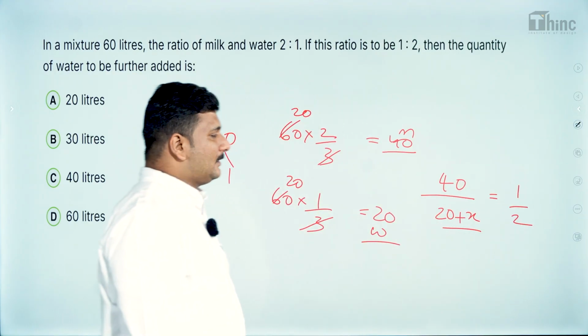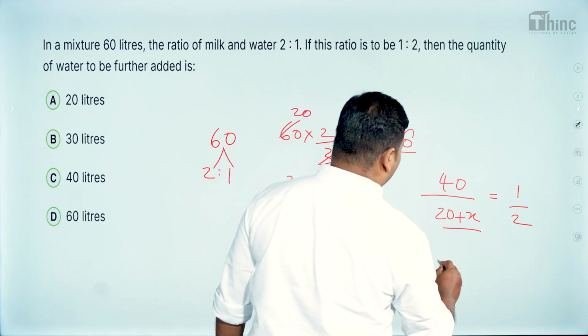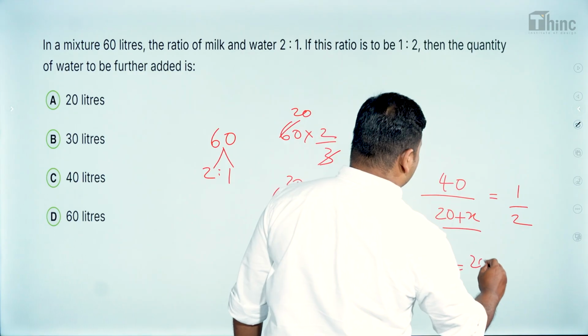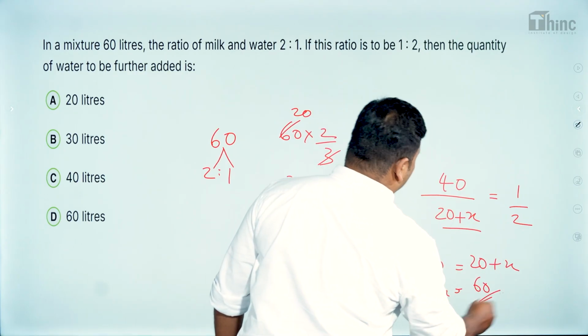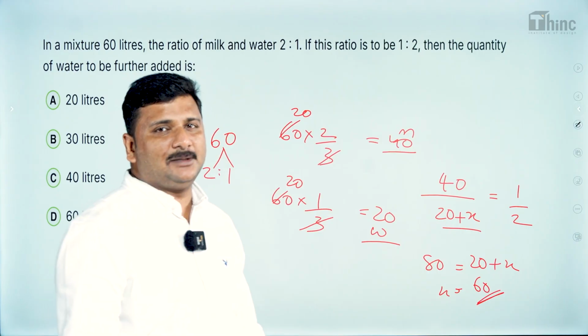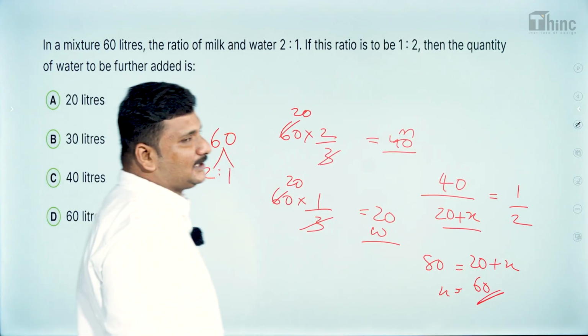by 2. So now how can we find the value of x? We can cross multiply. So 40 into 2, 80 equals 1 into 20 plus x. So what is x? It's 80 minus 20, which is 60. That means you need to add 60 more water to it so that the ratio becomes 1 by 2. So 60, option D will be the correct answer.